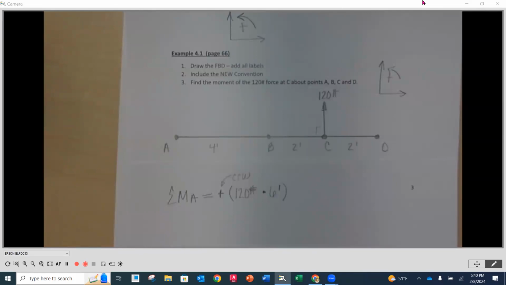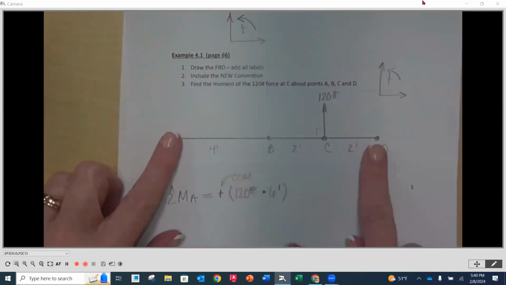Okay? So this is always inside of our parentheses, force times distance, and then outside, we are labeling the rotation of the moment that's generated. Okay? All right, questions so far?